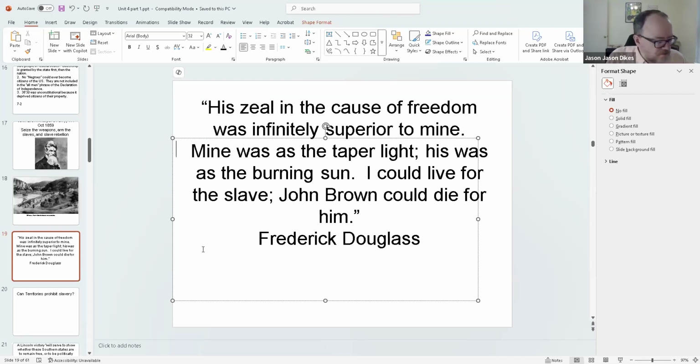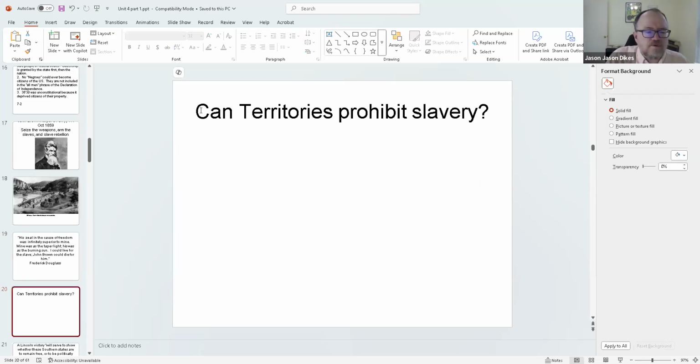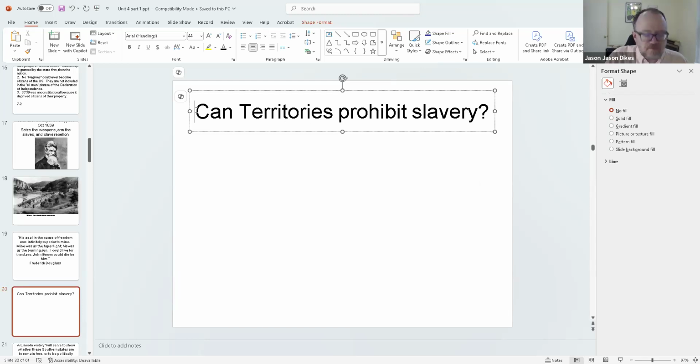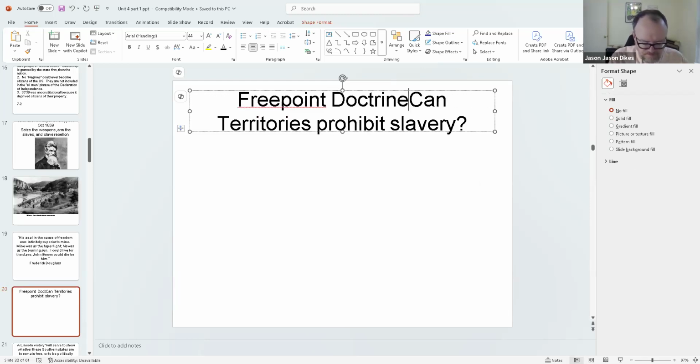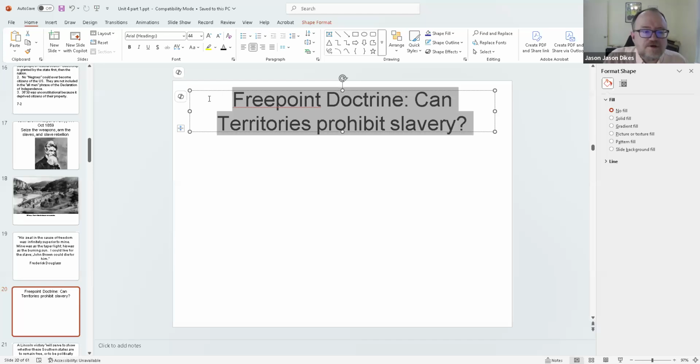Now we come to the final wedge of separation, the election of 1860. The election of 1860 revolved around what was called the Freeport Doctrine. And the Freeport Doctrine is simply the question we began with. Can the territories prohibit slavery?